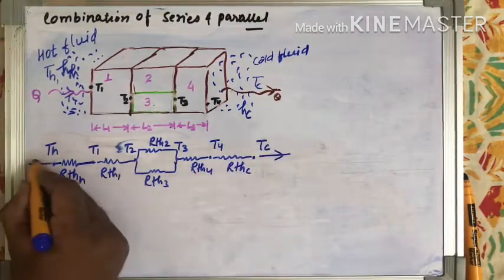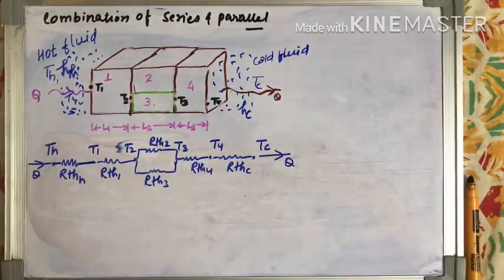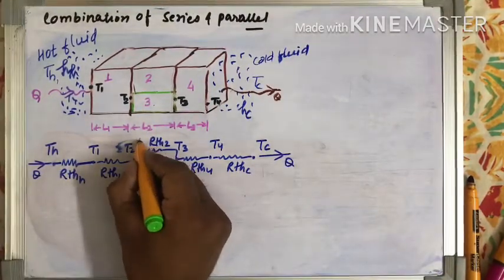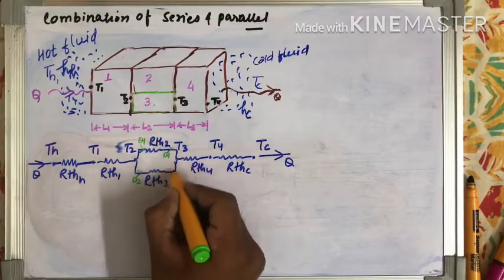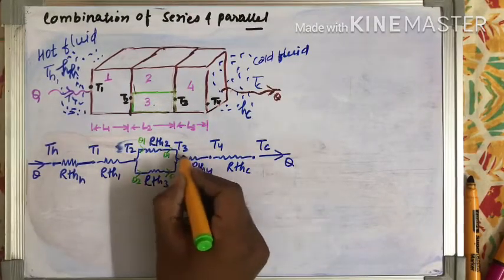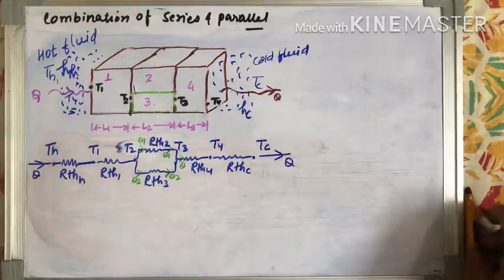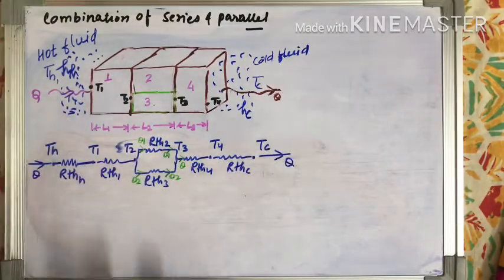Okay, Q amount of heat is coming and Q amount of heat is leaving. When heat is entering this 2 and 3 system, heat will distribute as Q1 and Q2, and again when it comes here it would be Q. So you can see that here heat is distributing, so it is a case of parallel, and the rest of the cases are series.